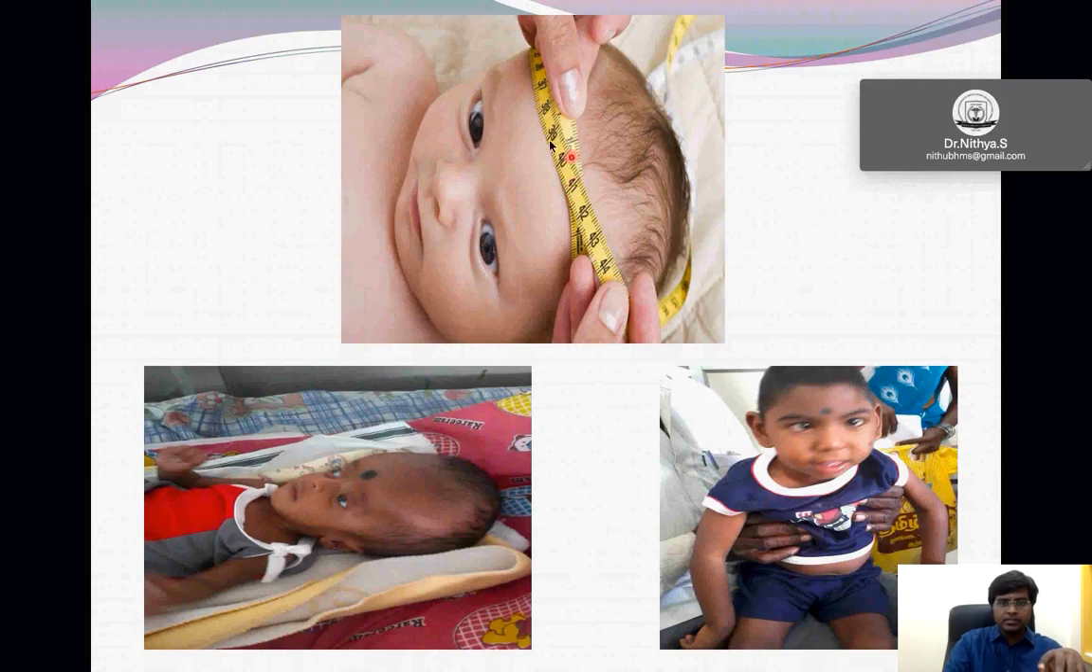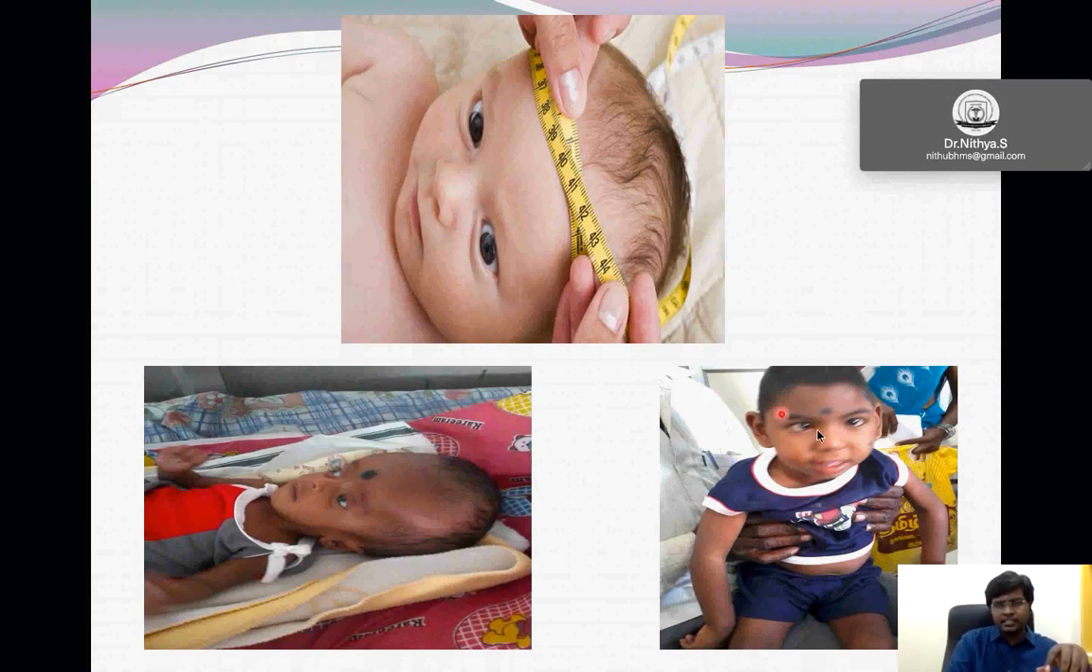The first is one person showing the measurement of head circumference. So this is how you measure the head circumference. For example, on this side it is very appreciable that the child's head circumference is very much increased. So it is obviously a child with macrocephaly, probably with hydrocephalus, that is, the retention of CSF within the ventricles.